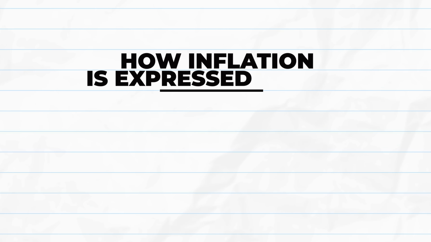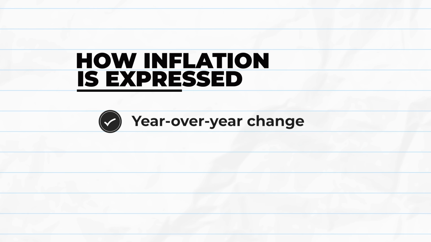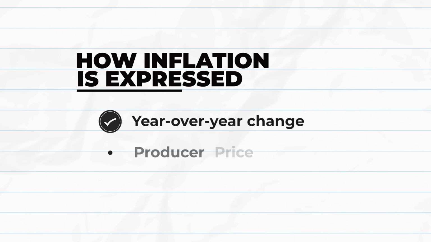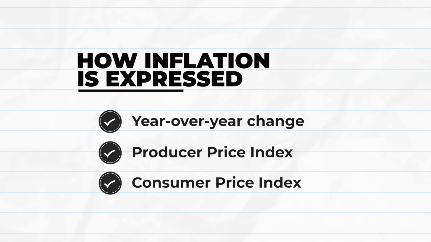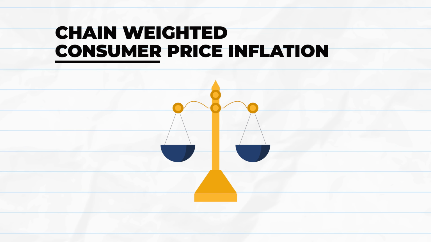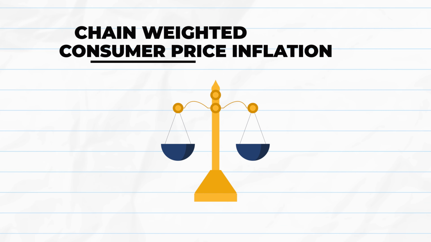And the way inflation is typically expressed is on a year-over-year change in either a producer price or a consumer price index. Something worth mentioning is a concept called chain-weighted consumer price inflation. And that's based on chain-weighted consumer price index changes. The weights that consumers spend on items change over time, especially if their prices change. And so with chain weighting, the weights are adjusting to reflect the changes in consumer purchases. And so chain-weighted consumer price inflation tends to be lower than the traditional measurement of consumer price inflation.